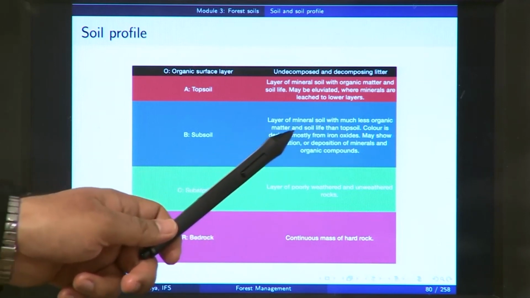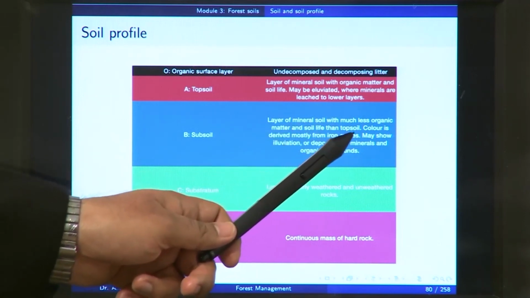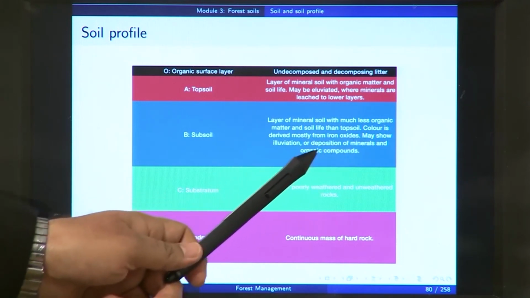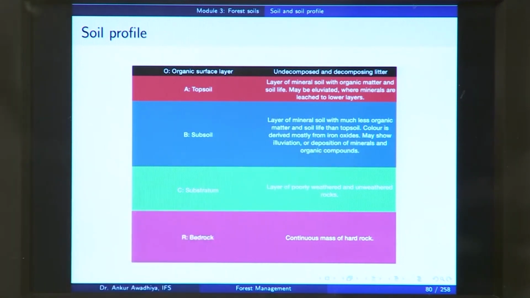Color is derived mostly from the iron oxides, and this may show alluviation or deposition of minerals and organic compounds. So, what we are saying is that when there is rain, this rain is taking away minerals from the topsoil and depositing them in the subsoil. This deposition is known as alluviation.